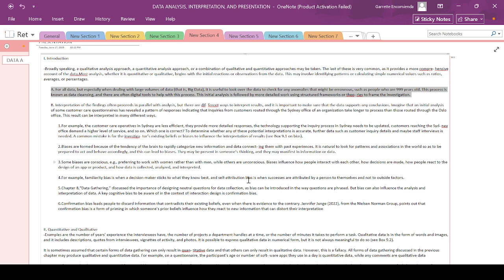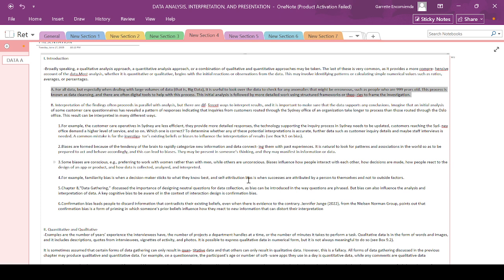Interpretation of the findings often proceeds in parallel with analysis, but there are different ways to interpret results, and it is important to make sure that the data supports any conclusions. Imagine that an initial analysis of some customer care questionnaires has revealed a pattern of responses indicating that requests and inquiries from customers routed through the Sydney office of an organization take longer to process than those routed through the Oslo office.